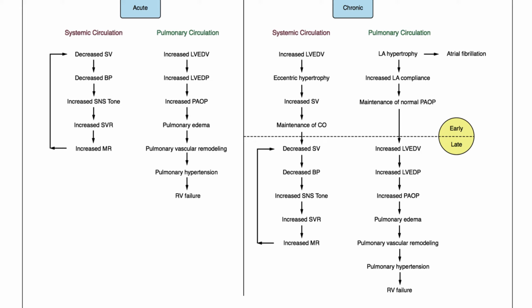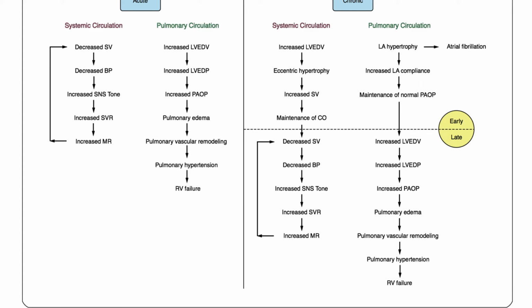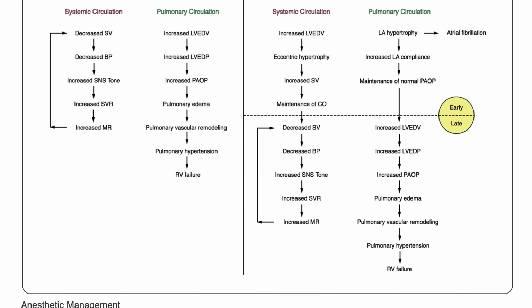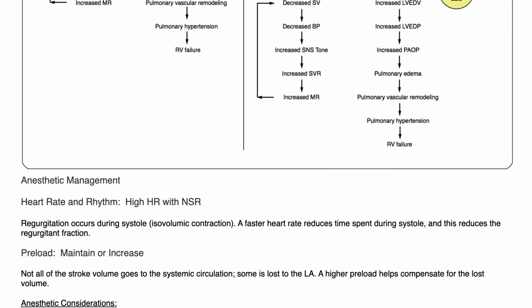Late in the chronic phase or stage of pulmonary circulation with mitral regurgitation, you have an increase in left ventricular end diastolic volume, which increases left ventricular end diastolic pressure, which increases PaO2, which leads to pulmonary edema, which leads to pulmonary vascular remodeling, which leads to pulmonary hypertension and right ventricular failure.